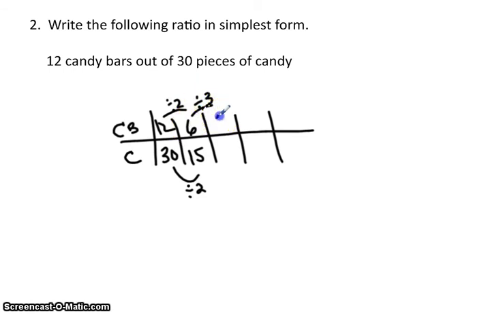6 divided by 3 is 2. 15 divided by 3 is 5. So candy bars to candy is a 2 to 3 ratio, or excuse me, 2 to 5 ratio.